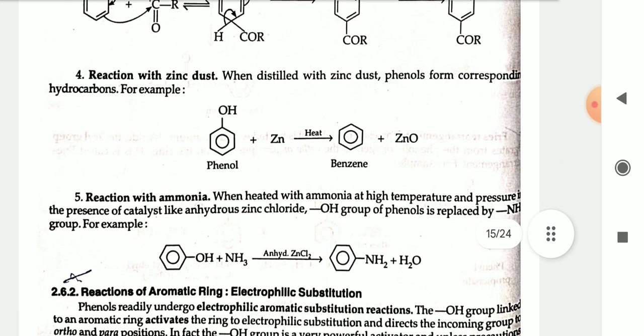Fourth, reaction with zinc dust. When distilled with zinc dust, phenol forms the corresponding hydrocarbon. For example, phenol with zinc on heating will form benzene plus ZnO. Fifth, reaction with ammonia. When heated with ammonia at high temperature and pressure in the presence of a catalyst like anhydrous zinc chloride, the OH group of phenol is replaced by the NH2 group. For example, phenol plus NH3 in the presence of anhydrous ZnCl2 will form aniline, benzene with NH2, plus water.